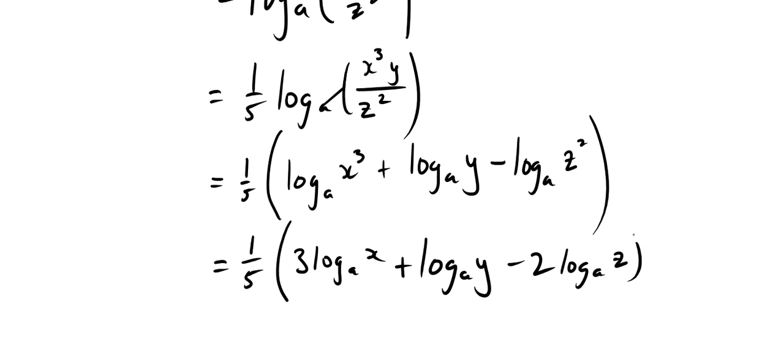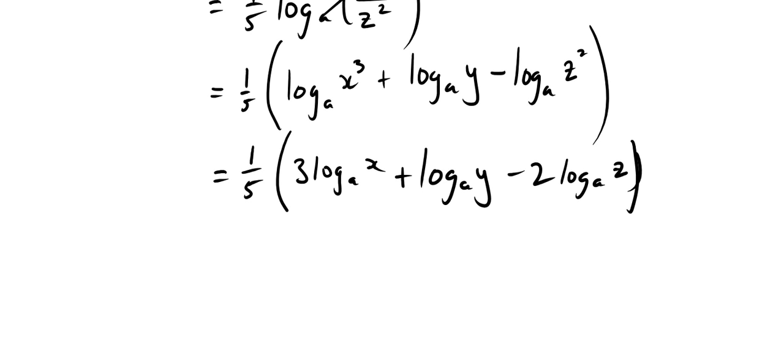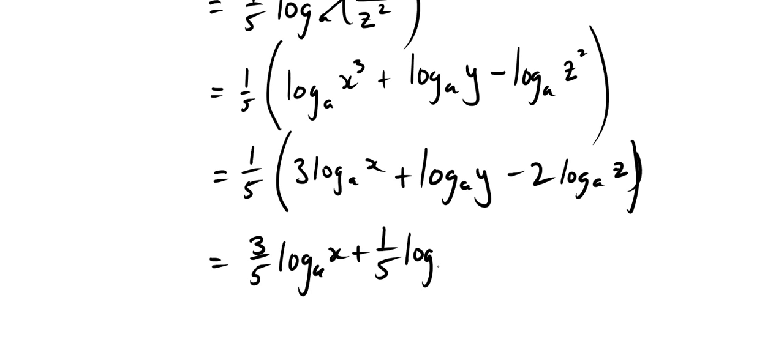And then the last step is I'm going to redistribute the 1/5 back in. So 1/5 times 3 is 3/5. Log base a of x plus 1/5 log base a of y minus 2/5 log base a of z. And that's it. That's done.